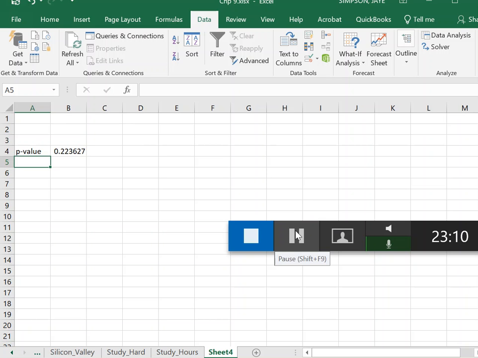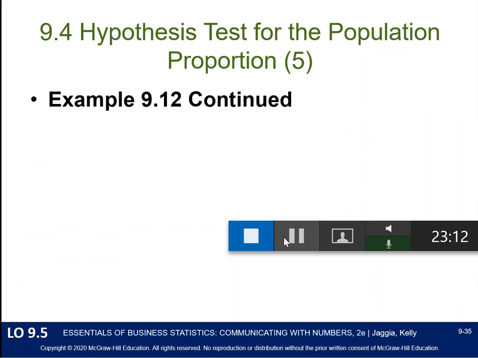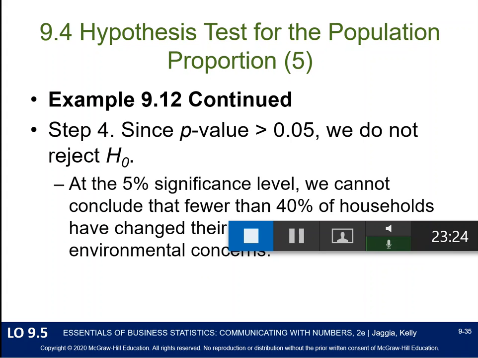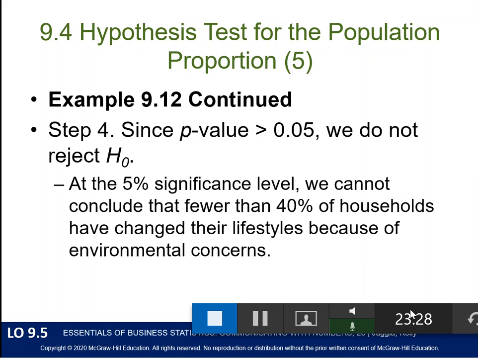So let's jump back to our PowerPoints. So since, again, that p-value of 0.22 was greater than 0.05, we cannot reject the null hypothesis. So therefore, we cannot conclude that fewer than 40% of households have actually changed their lifestyles because of environmental concerns.